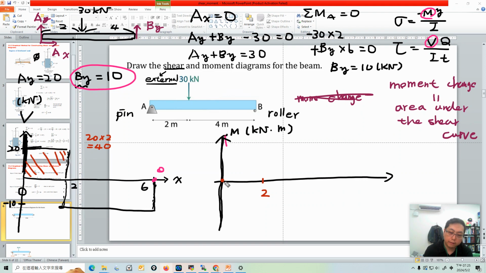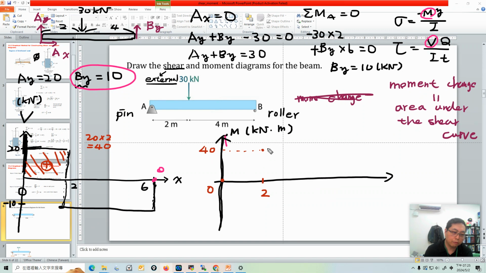At the beginning we have 0, right? So the change is 40, and most importantly, it's positive. 20 times 2 is positive. That means between 0 and 2 the change of moment is 40 and positive, and we start from 0, so at this point it will become 40.